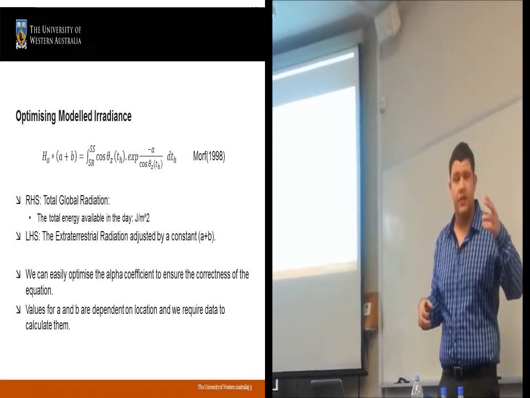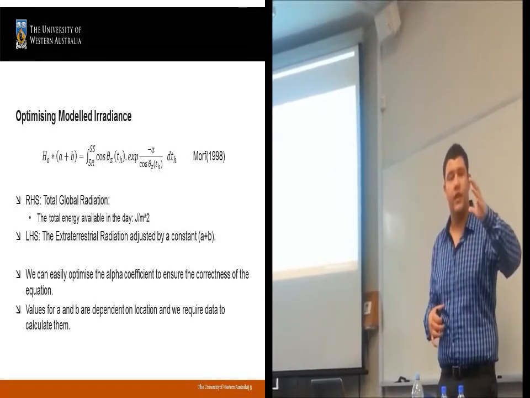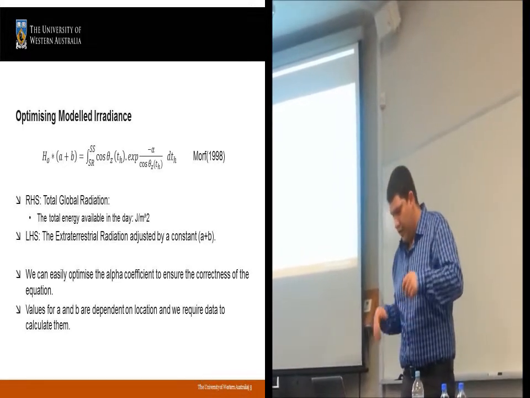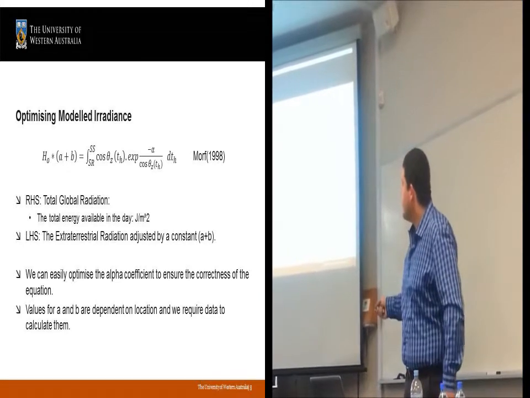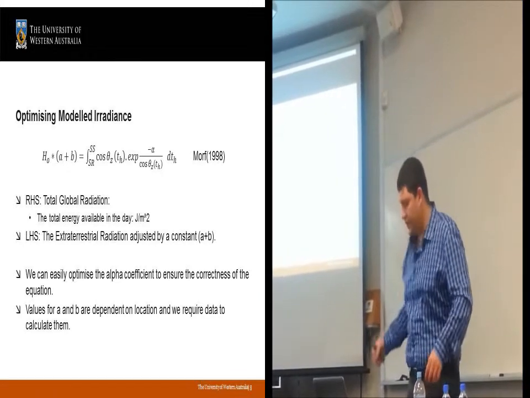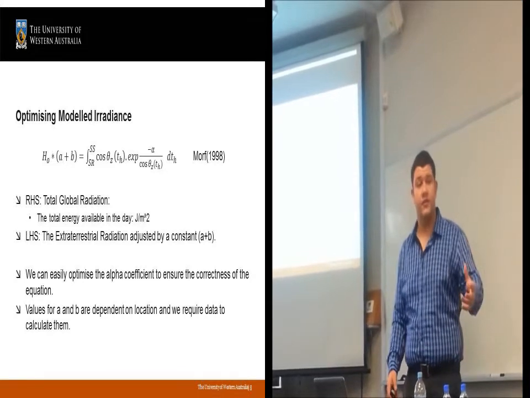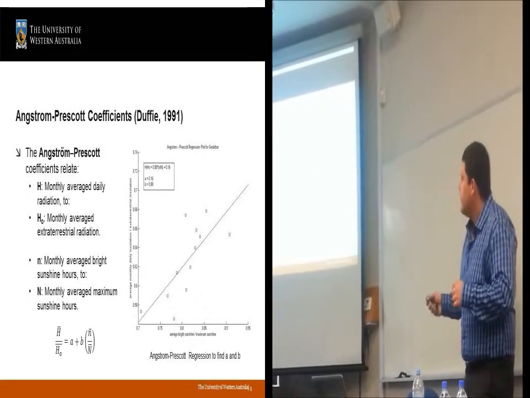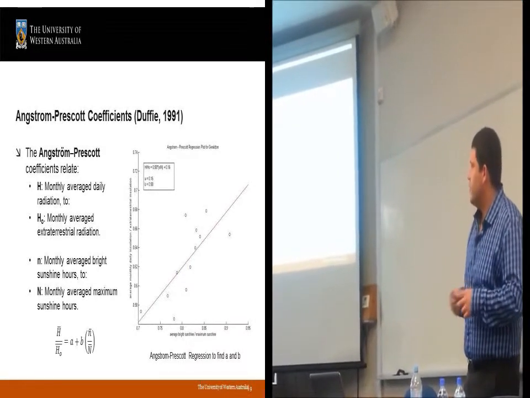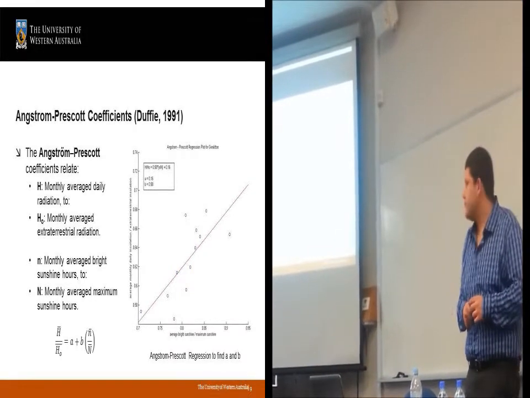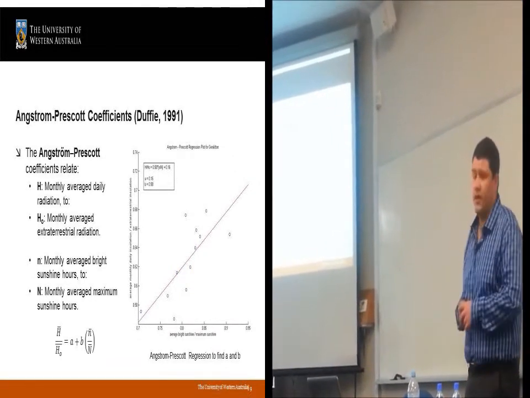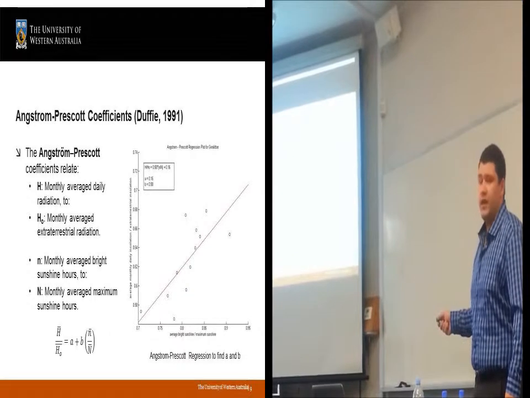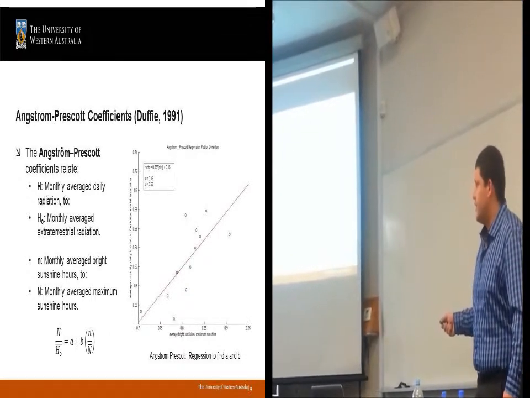Extraterrestrial radiation is the radiation from the sun before it interacts with our atmosphere for that given location. Obviously our A and B constants, now we can find these, but they vary on location, and so that's where our data set comes in. The constants are termed Angstrom and Prescott coefficients, and this was developed in the early 20th century, where we related monthly average daily radiation to monthly average extraterrestrial radiation.